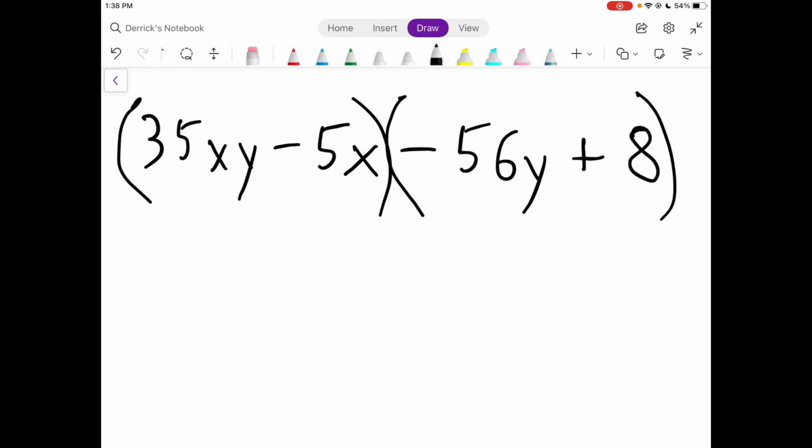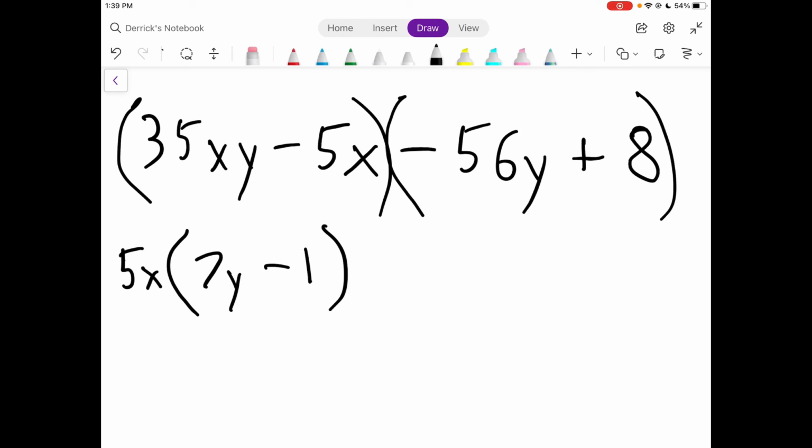In our first group, we have 35xy minus 5x. I want to look for a GCF. We want to look for something in common that both of those terms can divide by. Well, 35 and 5 can both divide by 5, and I also notice that both terms have an x in common. So it looks like 5x would be our GCF. 35 divided by 5 is 7, and then x divided by x cancels out, leaving us with just a y to go along with that 7. Negative 5x divided by 5x would simply be negative 1.